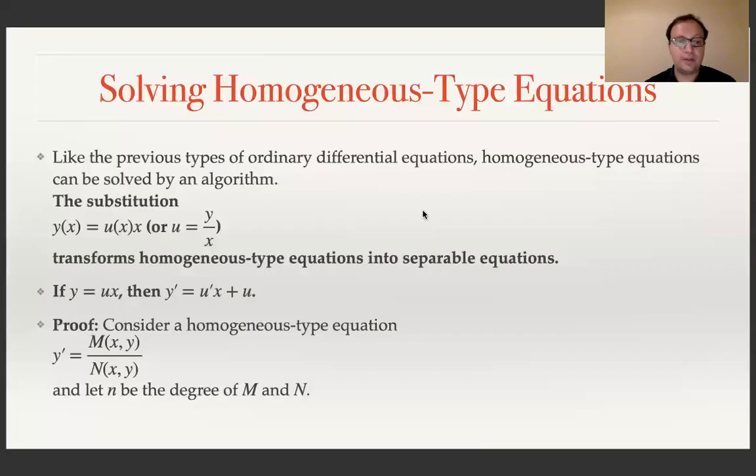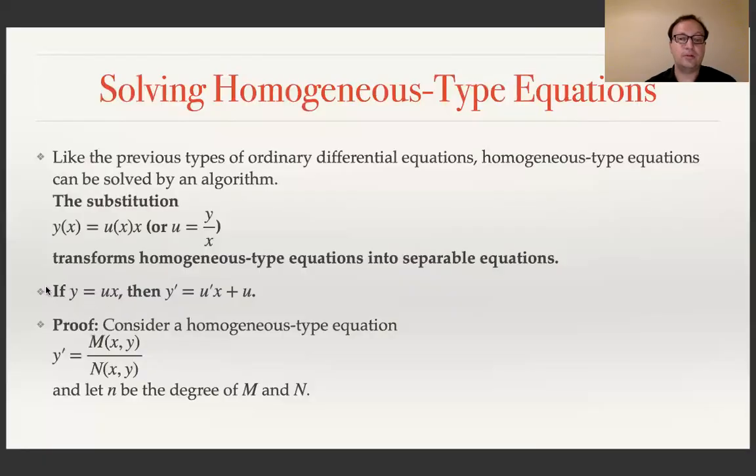This has the effect of transforming every homogeneous type equation into a separable equation. So in the new unknown function u, this will always be a separable equation. And we can solve it by the same method that we use to solve separable equations.